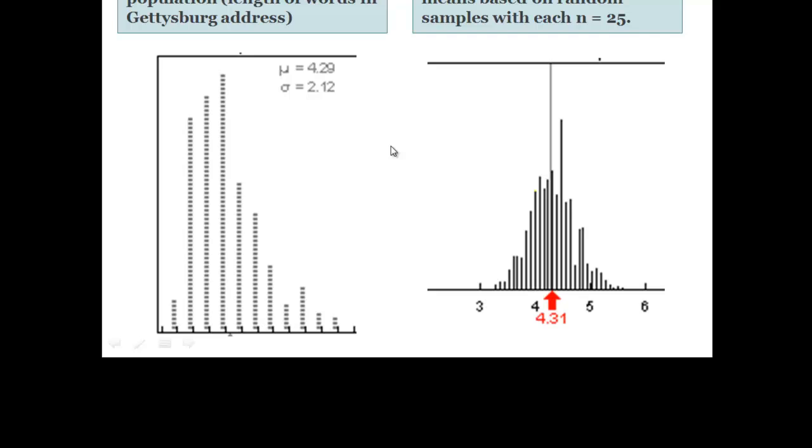This is just another picture of that. This actually comes from an applet based on this exercise. This is what the population of word lengths looks like in the Gettysburg Address. And you can see it's a pretty skewed distribution. Now here's what the distribution of sample means looks like when I took random samples of 25. I think I took 1,000 of them. But you can see that doesn't look skewed. It looks like a bell curve.